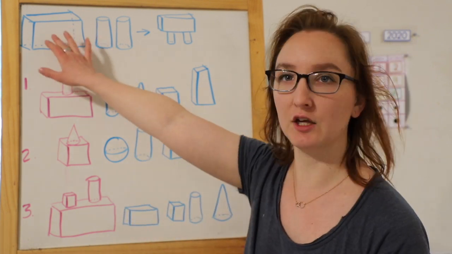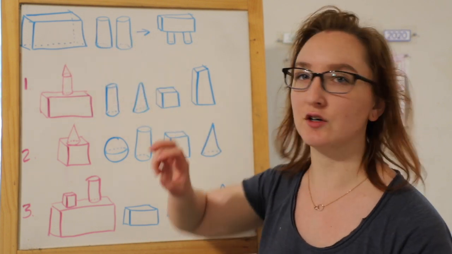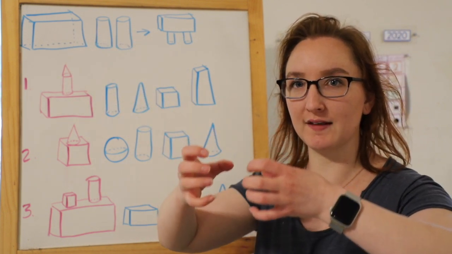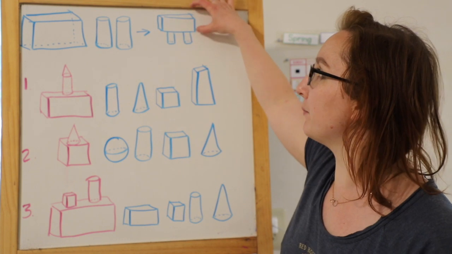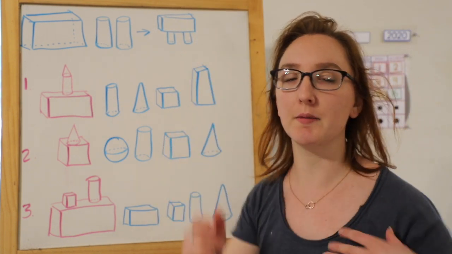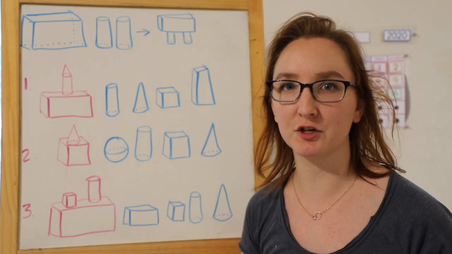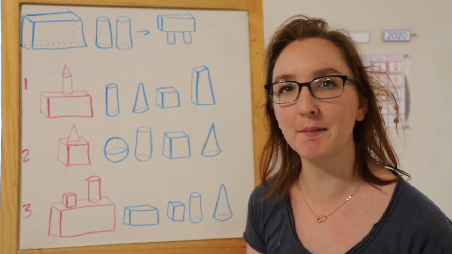So they had a rectangular prism and 2 cylinders. They took those 2 cylinders, set them down on the bottom, and then put the rectangular prism on top. So they're just stacking up their shapes to see what different kinds of shapes they can make out of it.